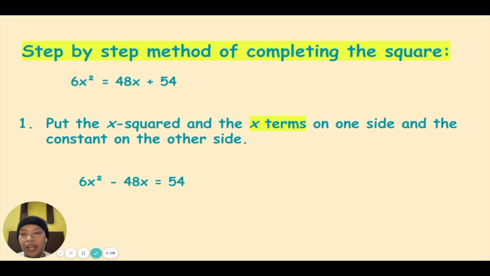So for example, we have 6x squared is equal to 48x plus 54. So our first step is to put the x squared and the x terms, so the linear coefficient term, on one side and the constant on the other side. So parang ganito po: 6x squared minus 48x is equal to 54. So magkasama yung may x squared saka yung may x on the left side, and on the right side yung constant, which is yung 54.